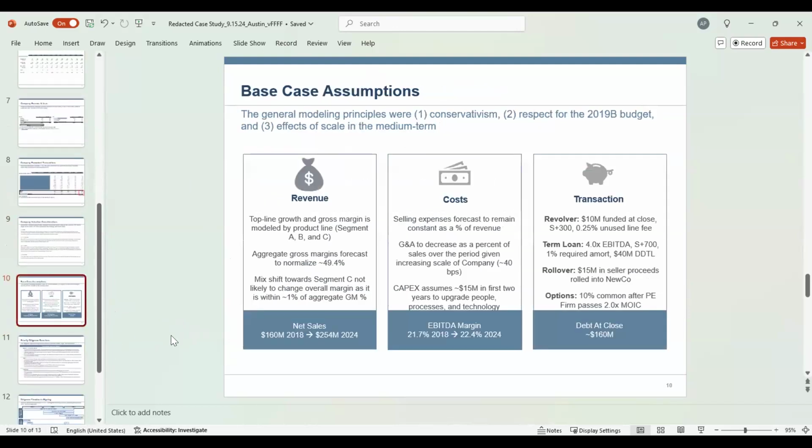Next one is base case assumptions. Again, I think this is a place where you can win some points. I talked about revenue. Here are the things that I think will happen based on the materials I read. Mix shift towards this segment is going to affect gross margin like this. Overall growth by segment is X, Y, and Z, and that's going to get you to blended growth of A. Costs, the same thing. I thought about it by subsegment. And then transaction here. This is more how the deal is going to be set up, the debt financing, the rollover, management options, stuff like that.